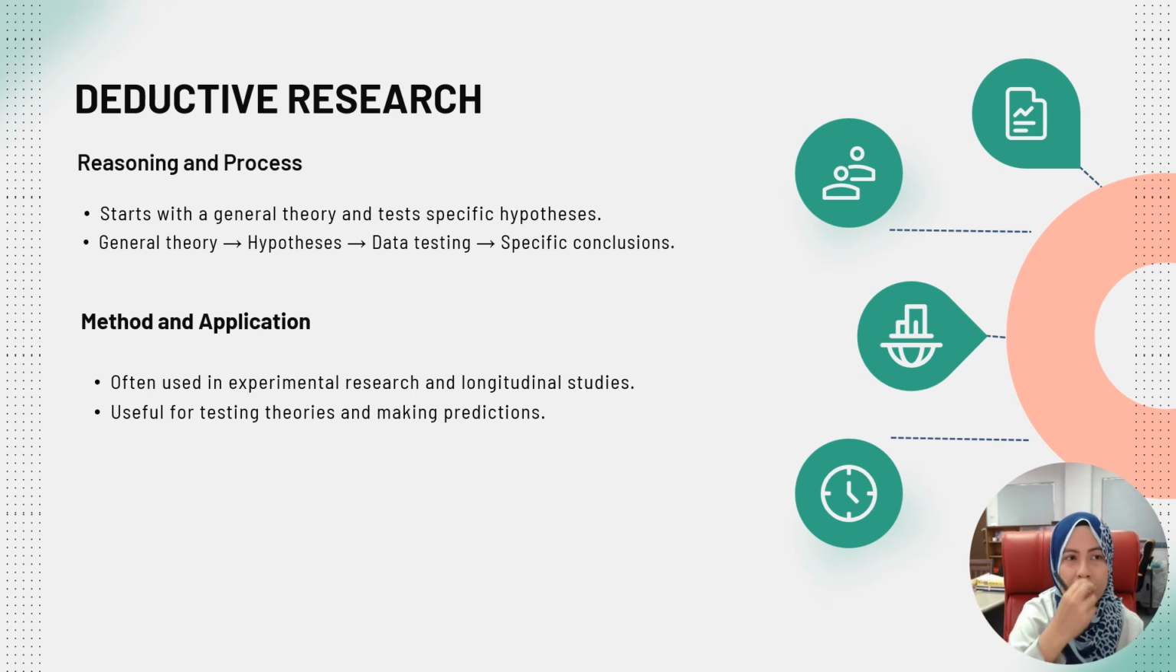Okay. Deductive research is actually reasoning and process, where we start with the general theory and test the specific hypothesis. So this is general theory going into very specific conclusion. So as I mentioned, it is an inverted triangle. Method application often used in experimental research and longitudinal study, and useful for testing the theory and making prediction.